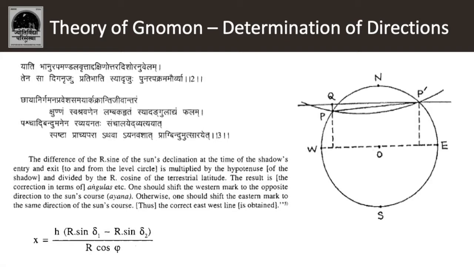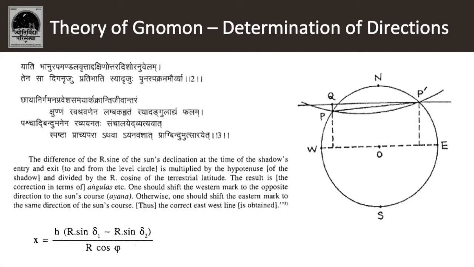So now your gnomon is exactly vertical. It is going to cast a shadow horizontally. And that's going to be a hypotenuse because it is a right angled triangle. So H is actually the length of the hypotenuse. You have to multiply it by the radius of the circle which you have constructed earlier, which is there in the figure right now. And then delta 1 and delta 2 are the angles of the declination.